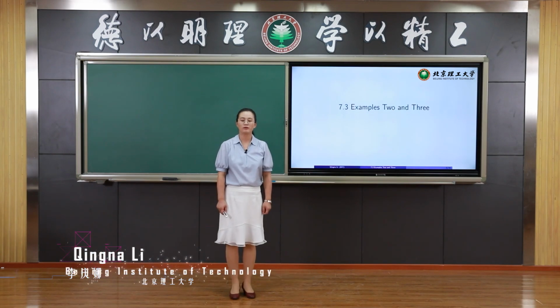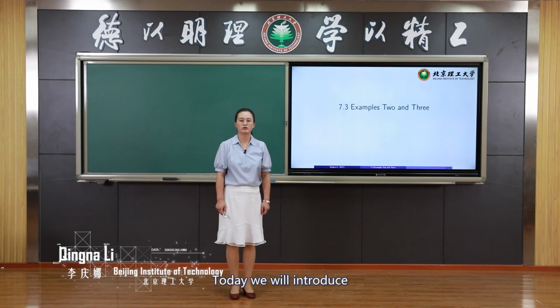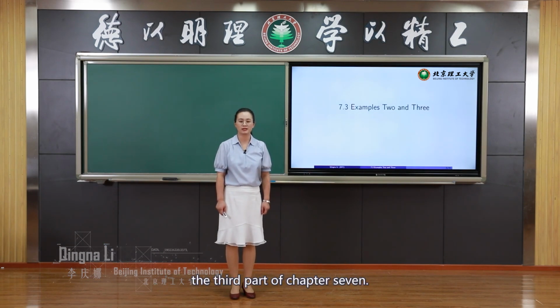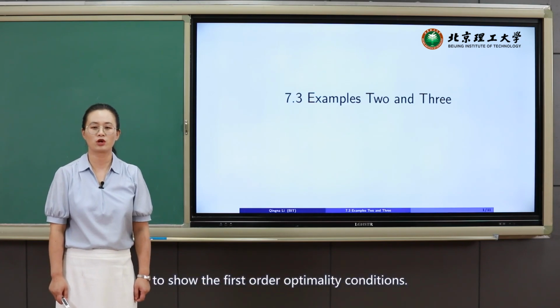Hi everyone, welcome to Modern Optimization Methods. Today we will introduce the third part of Chapter 7. We introduce two examples to show the first-order optimality conditions.